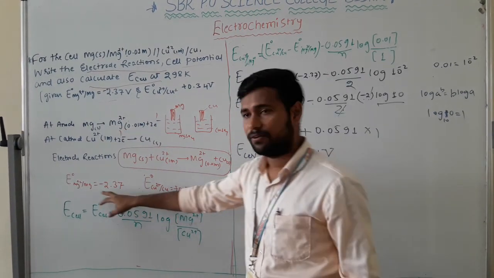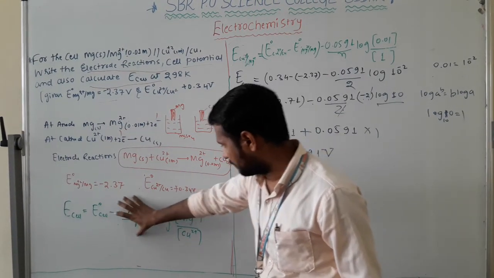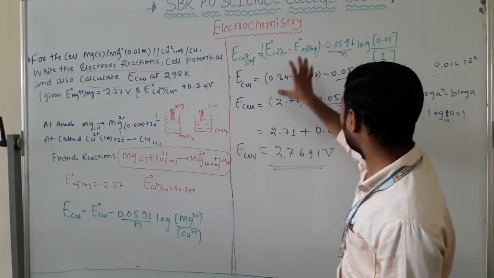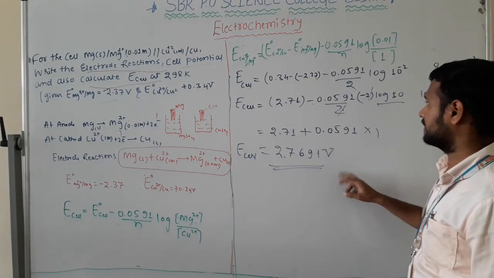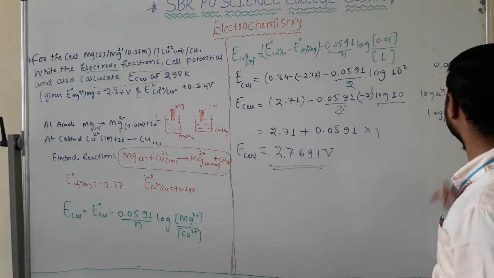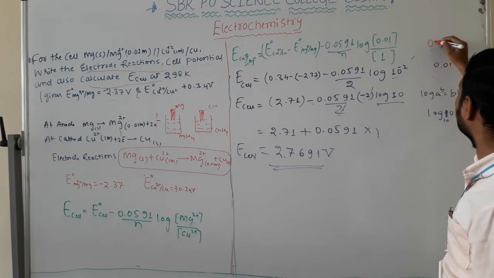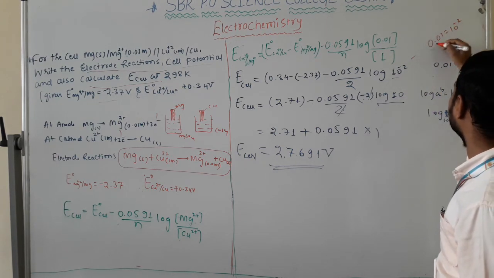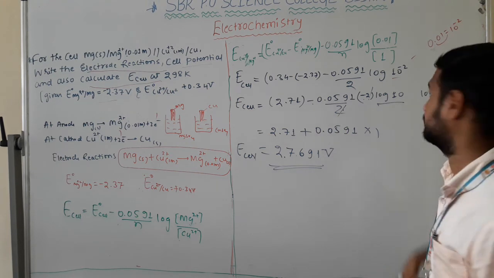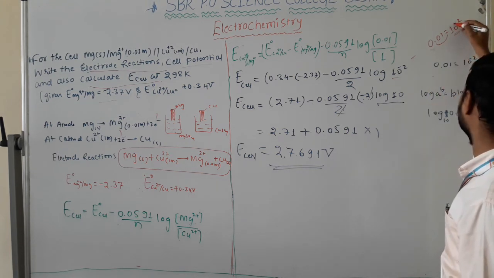Here is the standard electrode potential. I am writing this equation first. Put all these values in this one and we integrate. Some students are lacking at this step. 0.01 is nothing but 10 power minus 2. 2 digits we have to shift in the decimals, so I can write 10 power minus 2.